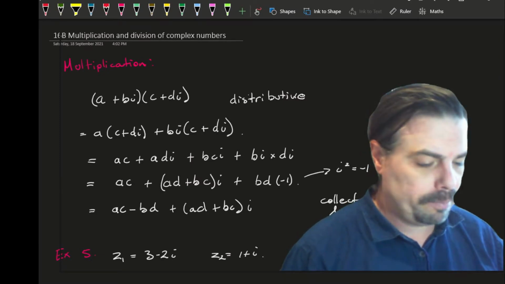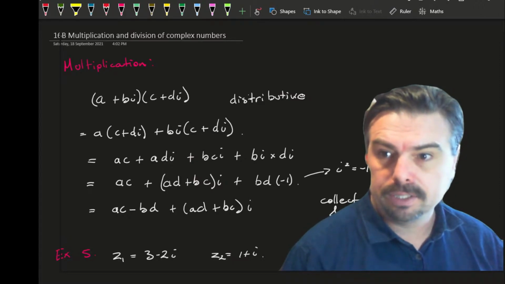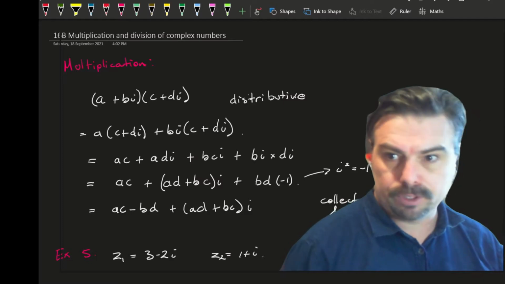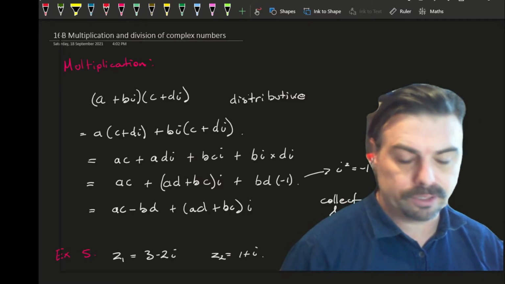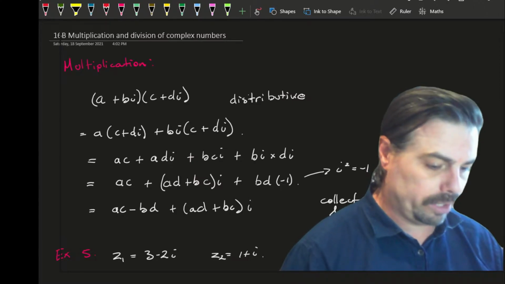Hi everyone, back again for the second exercise of this unit about complex numbers. Today we're going to look at multiplication and division, and we'll start off with a quick one just about multiplication, because multiplication is actually not too challenging.